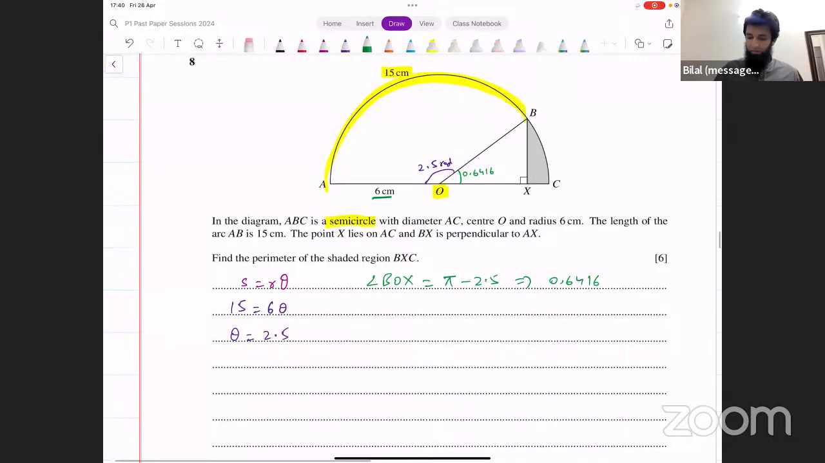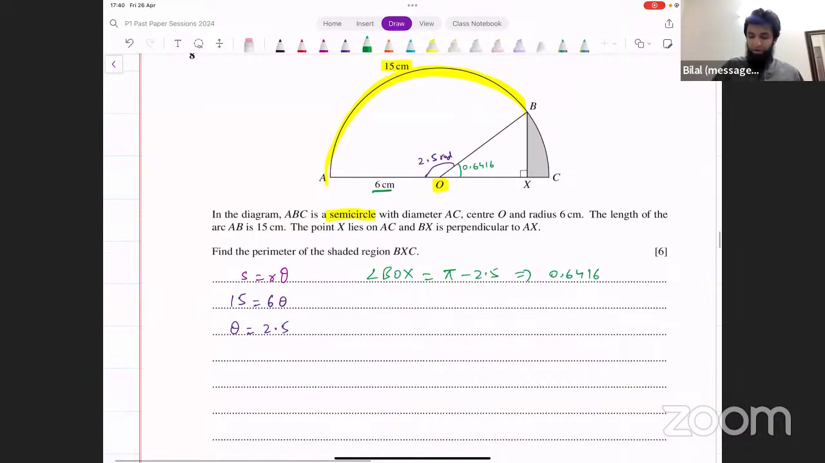And now, once we've got this angle, we can find the arc length. Let's find the arc length. Arc BC is equal to R, which is 6, times the angle, which is 0.6416. This is the arc length. Multiply this by 6. That's giving me 3.84955. You can say 3.8496. Okay, that's the length of arc BC.